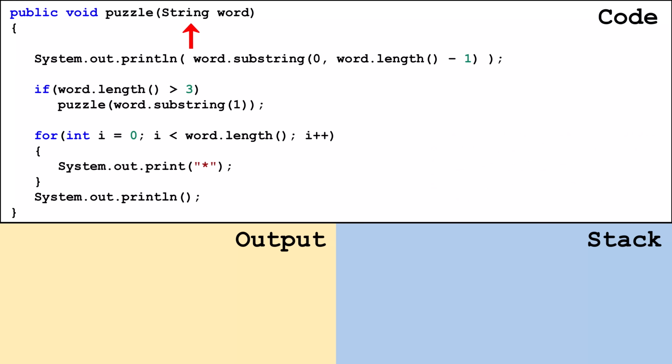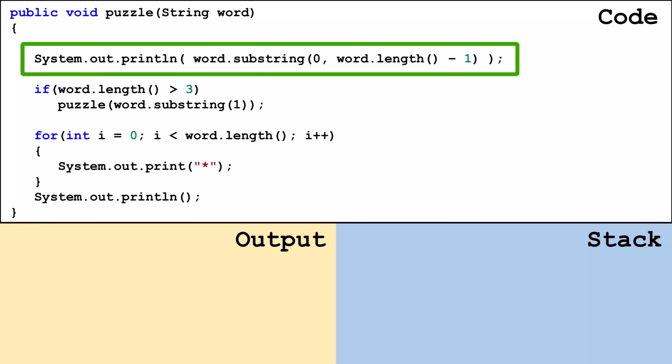The puzzle method has one string parameter called word. The return type is void, so it won't return anything, and an explicit return statement is optional. The recursive case is in the middle of the method. The base case is implicit. With a void method, you don't have to have an explicit return statement. The method will automatically return nothing when it reaches the end.